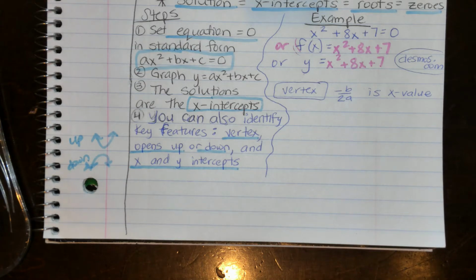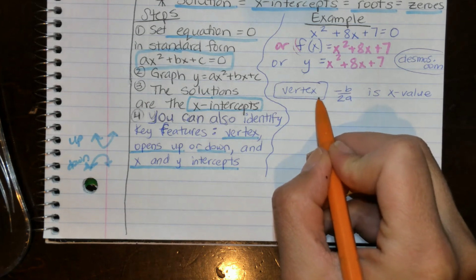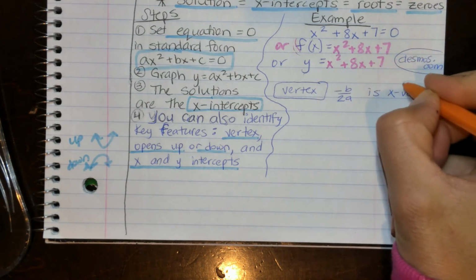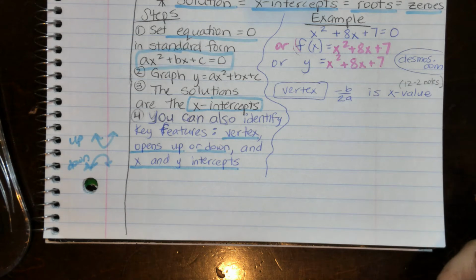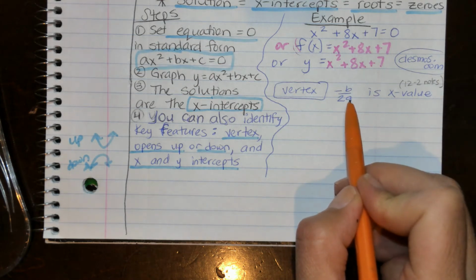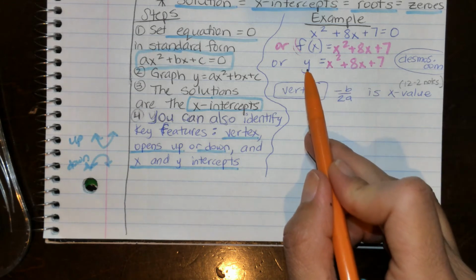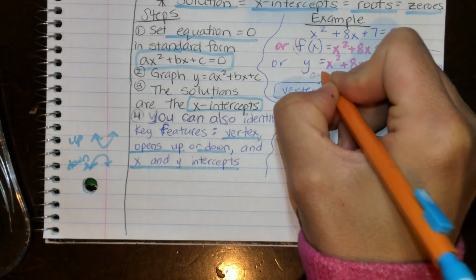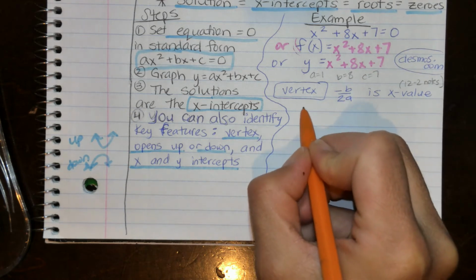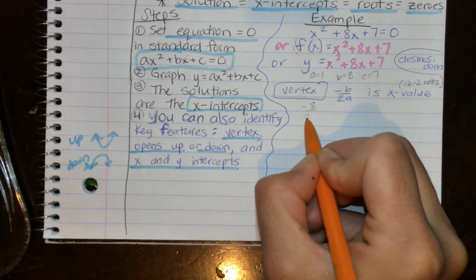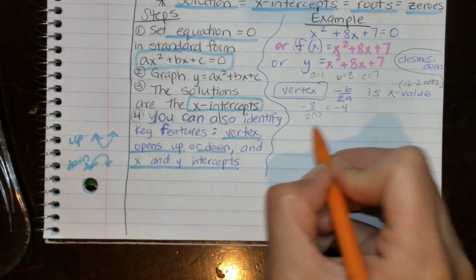I can start graphing. So I'm at step 2, graph it. I want to remember my vertex from 12-2, so look back at your 12-2 notes if you don't remember, or look in the book. I want to do negative b over 2a, that's the x value of the vertex, then substitute it back into the equation and solve, and that gives me my y. Just remember a equals 1 here, b equals 8, c equals 7. So negative 8 over 2 times 1 would be negative 4.